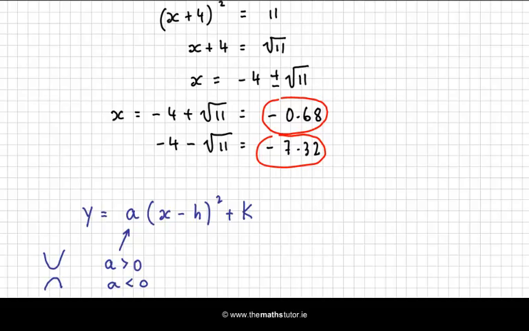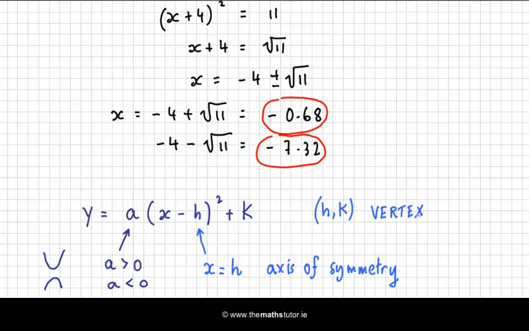The h and k, on the other hand, are really revealing. The line x equal to h is what we call an axis of symmetry. So the quadratic is symmetrical about this axis, and it's a vertical line because x equal to h is parallel to the y-axis. And then the point h, k tells us the vertex. This is the lowest or highest point of the quadratic.